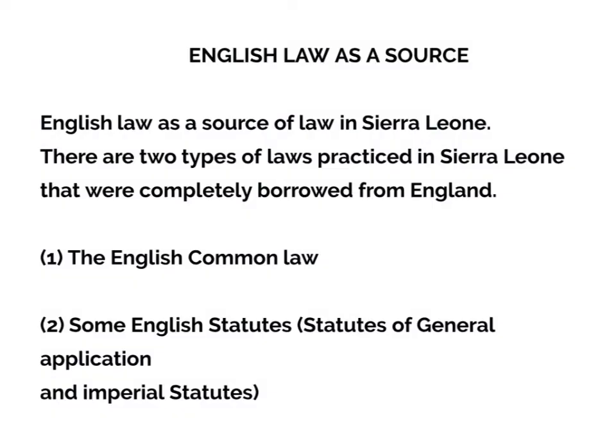There are two types of laws practiced in Sierra Leone that were completely borrowed from England. First, we have the English common law and some English statutes, which can further be divided into statutes of general application and imperial statutes. The English common law and statutes of general application, which also mean borrowed statutes, acquired status as sources of law in Sierra Leone as a result of two important legal documents.